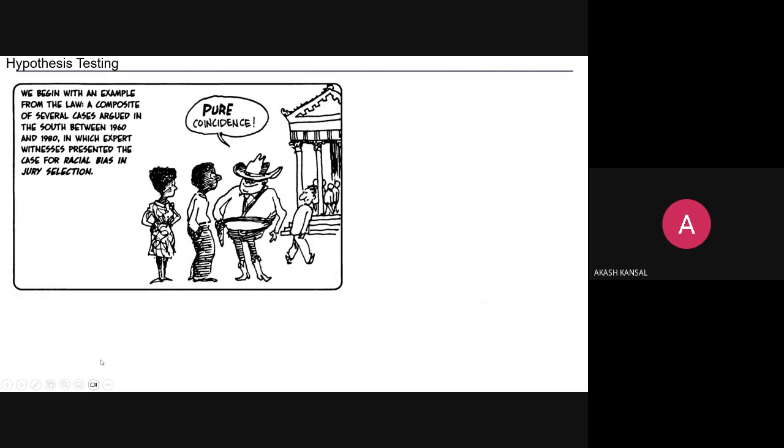Now let's begin with an example from law. To give a bit of background, back in the early days, there was huge discrimination between African Americans and the Native Americans. This particular example focuses on that, and on the cases argued between 1960 and 1980. So expert witnesses presented the case for racial bias in jury selection.